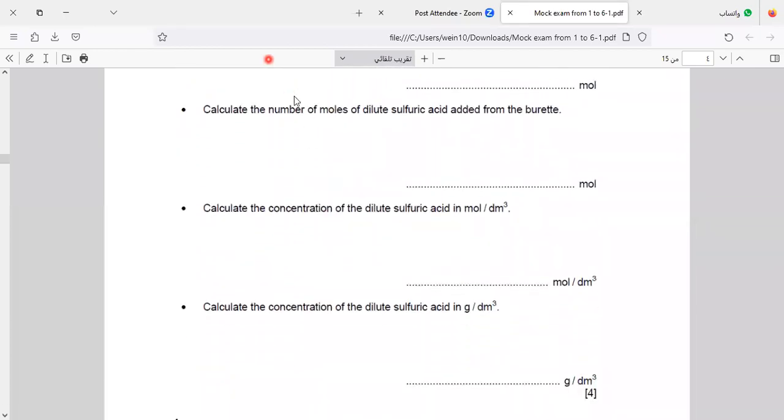0.0025. Now, I have the number of moles of the acid. He asked me about the concentration of the acid here. As you know, he asked me about concentration. I will say concentration equals moles of the acid divided by volume of the acid.